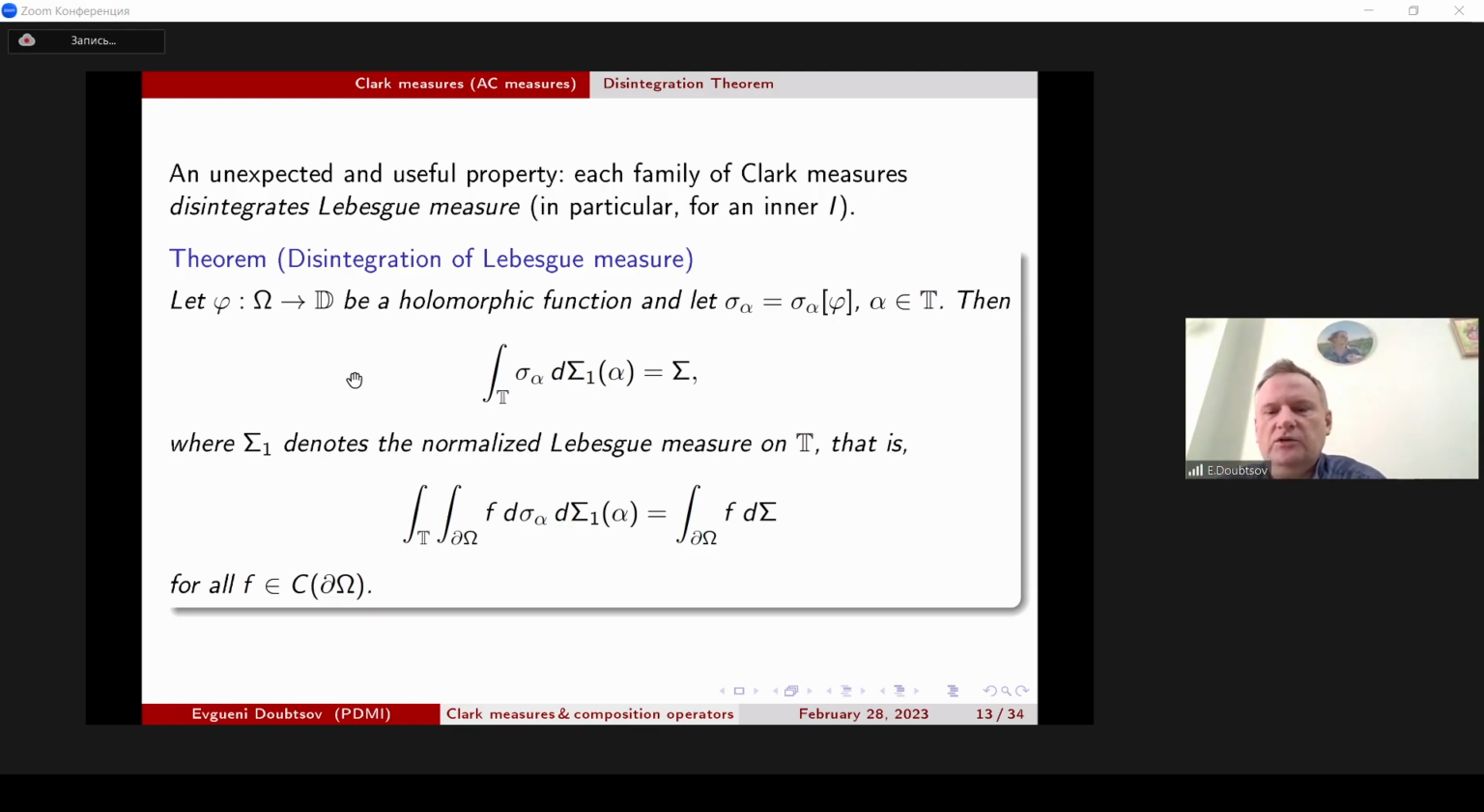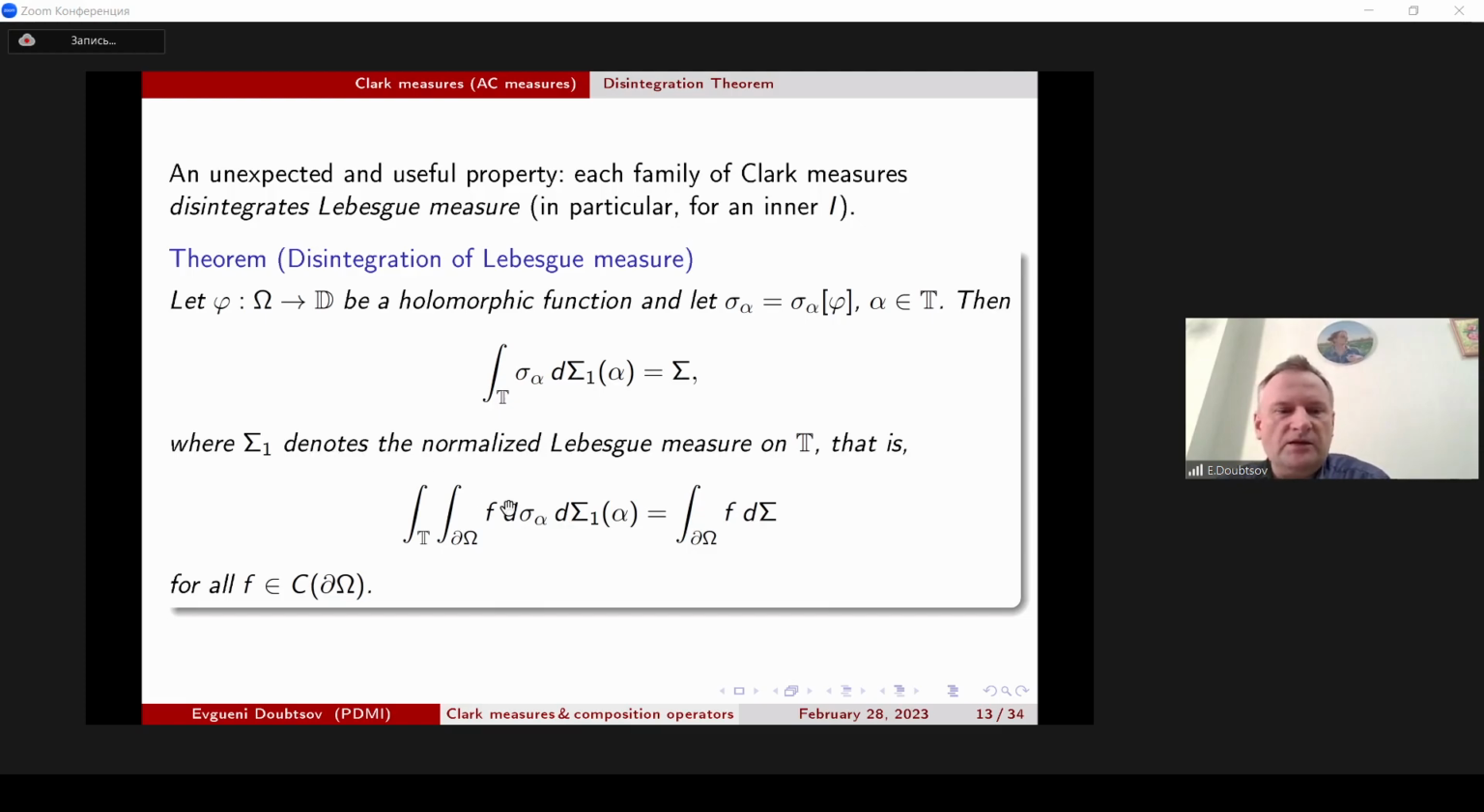So the function is continuous. The right-hand side is just straightforward to define, and the left-hand side is also defined, and they have this equality. I'm not going to use this property directly, but this is a very good example of how unusual this family is, each family of Clark measures. And in other applications, exactly this property is very useful.